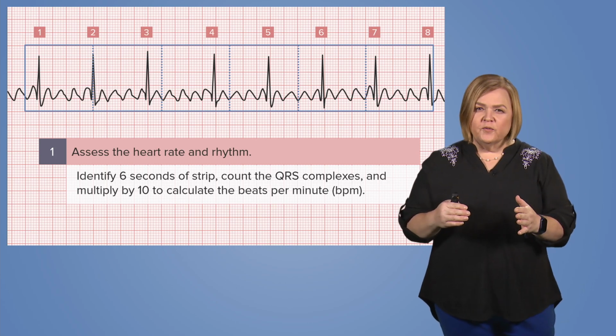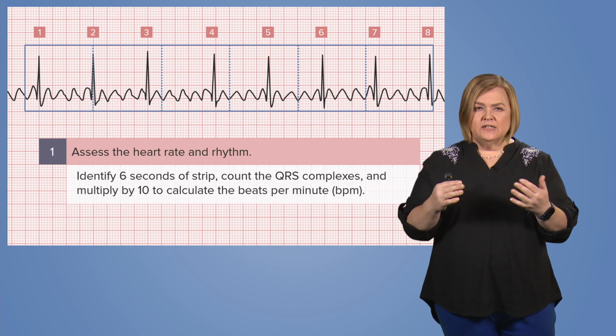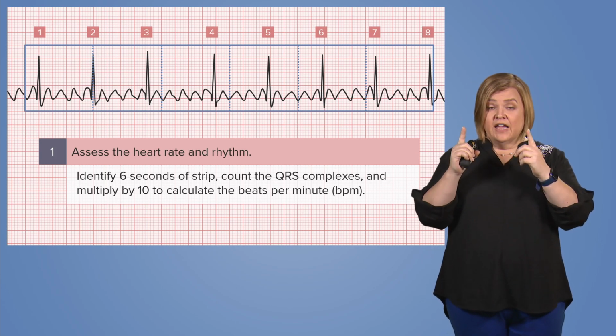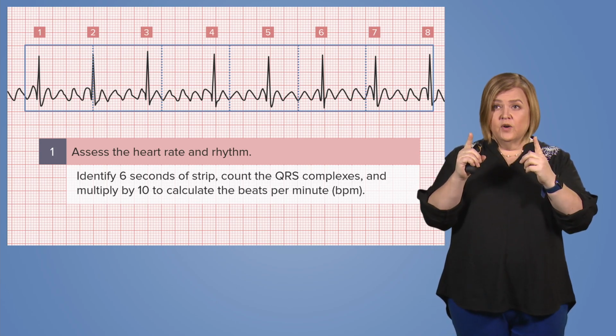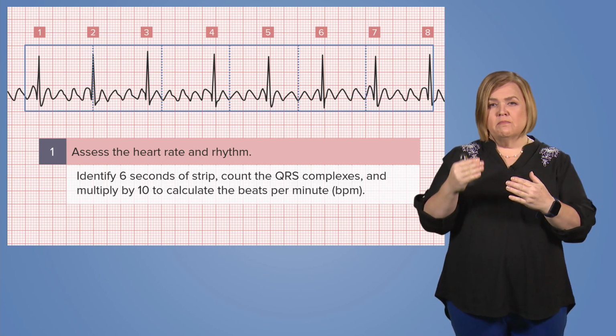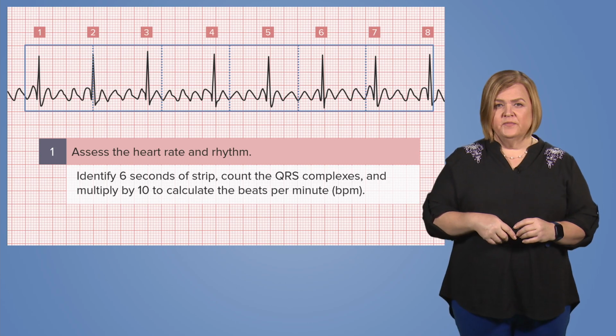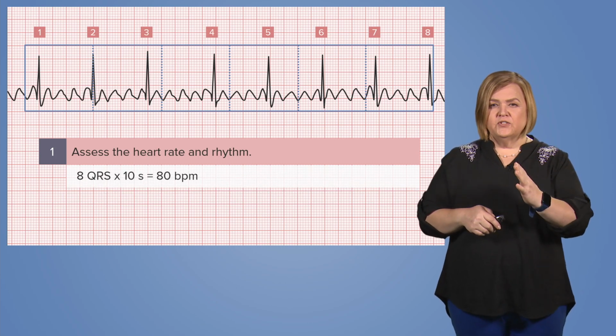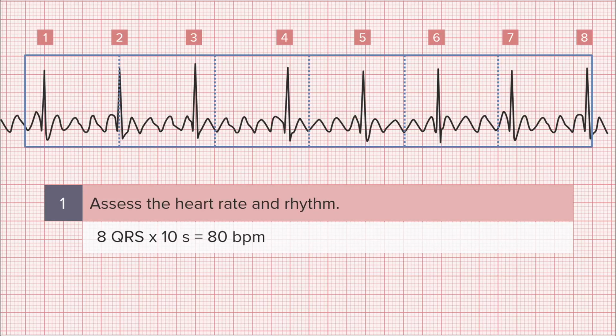Now, just a quick review. Why are we multiplying it by 10? Well, if we have an accurate 6-second strip, we know there are 60 seconds in a minute, so that's why we multiply that number by 10. Now we have the number for you up on the screen. Pause the video for just a minute and make sure that you can perform the same assessment of the heart rate.